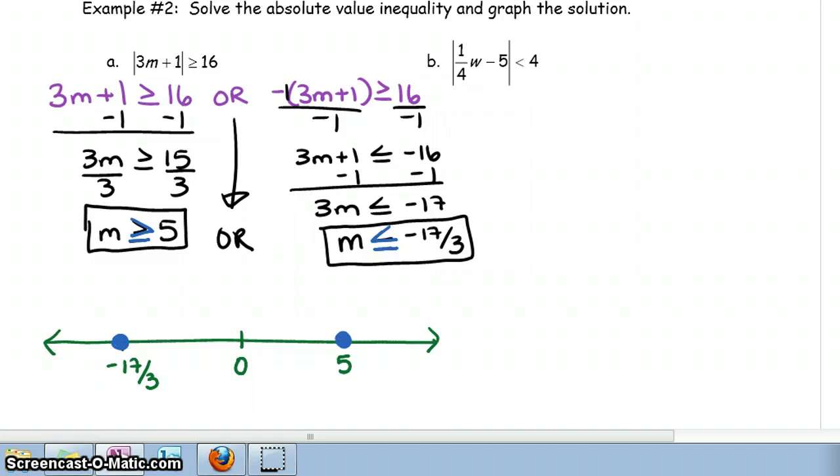And we're going to shade in the direction they asked. So m is greater than or equal to 5. So all numbers bigger than 5 will be to the right on the number line. And we're going to darken that. And anything that's less than negative 17/3 will be to the left.